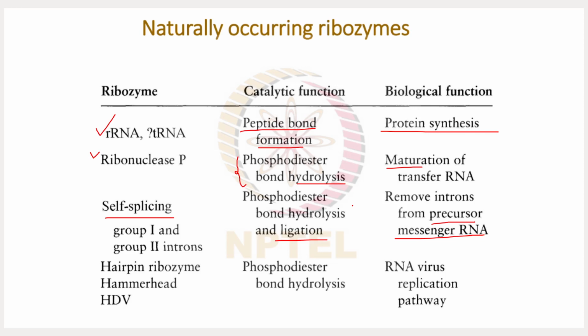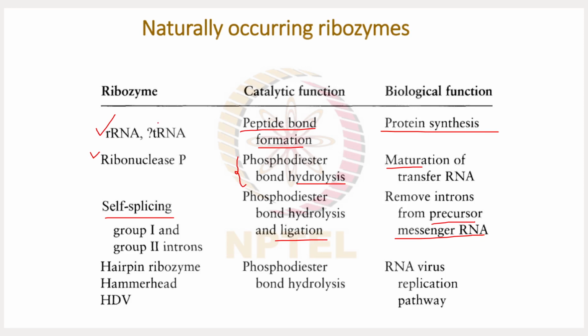It has both introns and exons, but in the splicing method the introns are removed and only the exons remain. For that process, ligation is required. So that precursor messenger RNA becomes mature mRNA after the splicing process. Understood? Next is this splicing ribozyme. It can be of group 1 or group 2 introns.